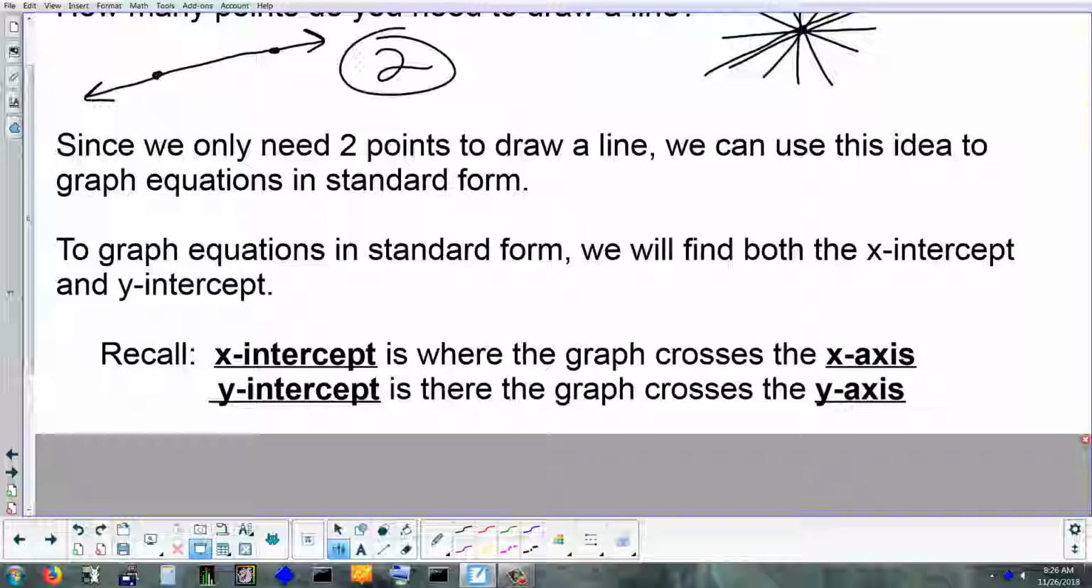Okay. So does everyone have that second part? Y-intercept is where the graph crosses the y-axis.